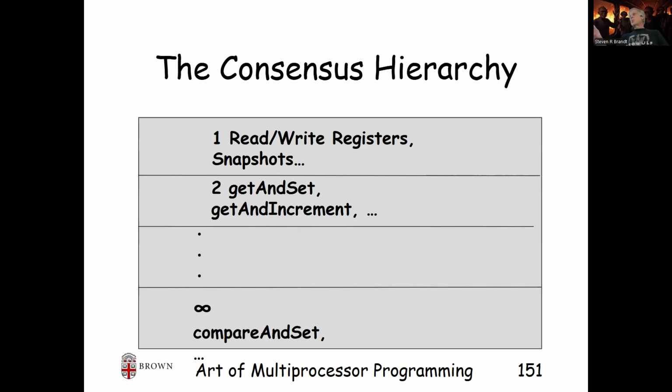But the first point is compare and set does not commute, right? So that's one of the things in its favor. It does not commute. And that's part of the reason why it gets us to infinity.